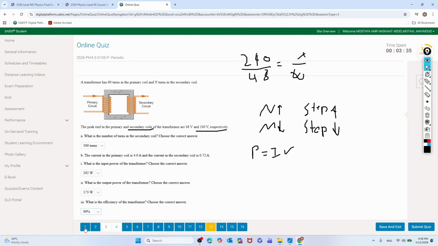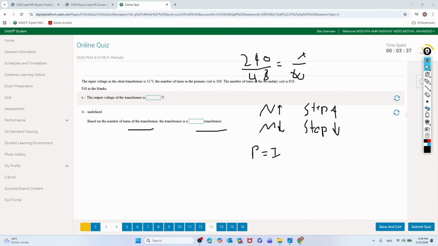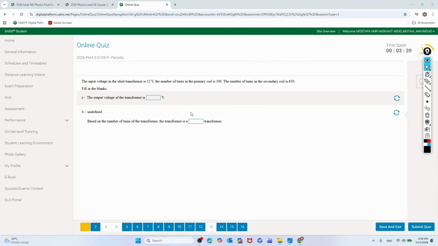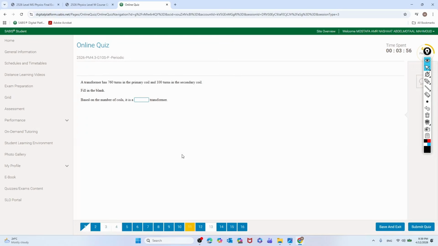Now step up transformer and solve question 1. I'm not gonna solve this part, I don't want to make the video long. So the number of turns in the primary coil is 100, in the secondary coil it went up, so it is a step up. And question 11 should be the same thing. The number of turns went down, so it's step down.